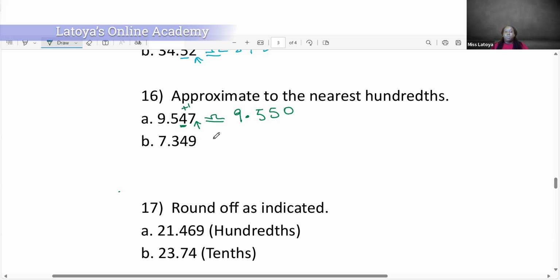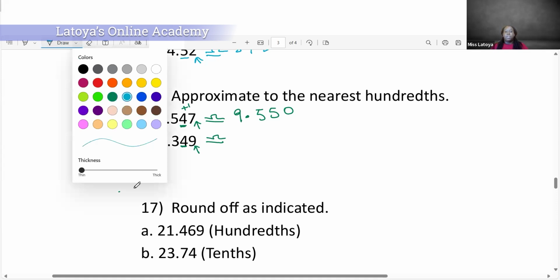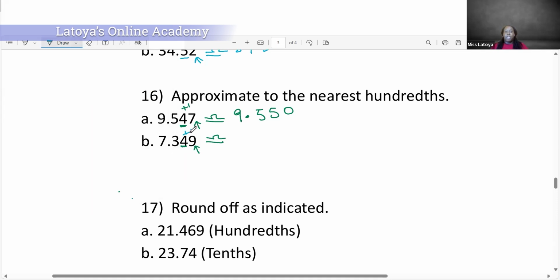If I'm rounding off to the nearest hundredths, underline my hundredths digit. Look at the digit on the right to see if it's less than 5 or 5 and greater. It's 5 and greater, so you'll have to add 1 to the hundredths digit. So it's going to be 7.35. Change the numbers on the right to 0.